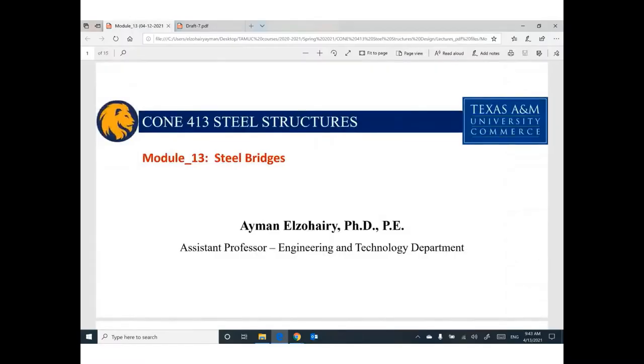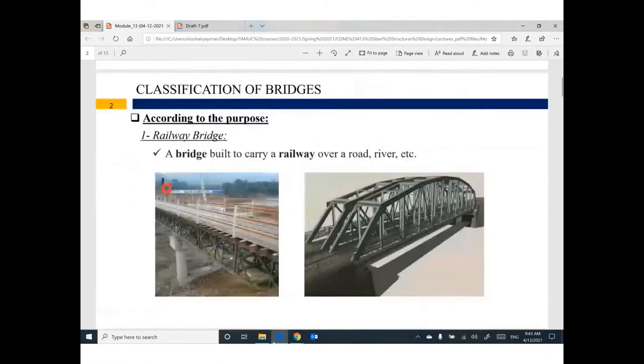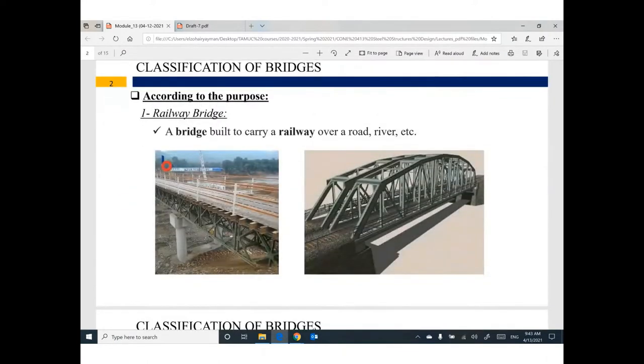So guys, today I will talk a little bit about steel bridges, because a steel bridge is a different course, which is a big course. So I will go through an introduction about steel bridges. First of all, we have different types of steel bridge.